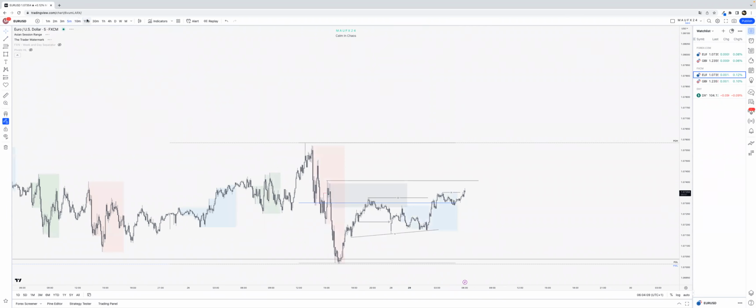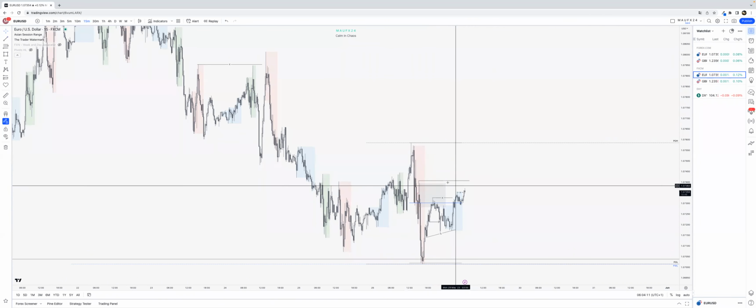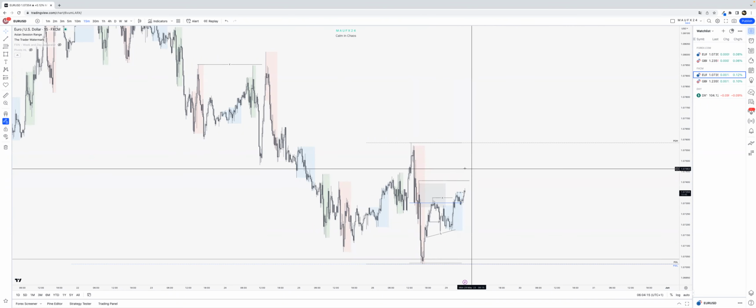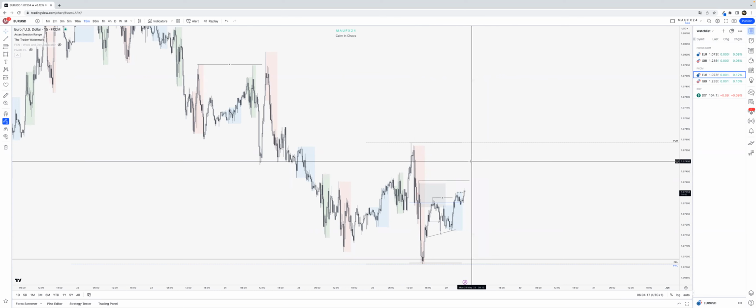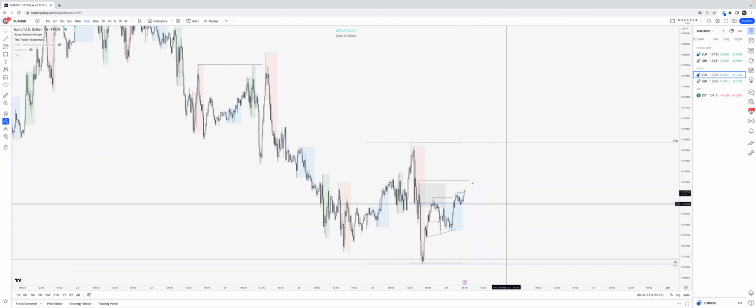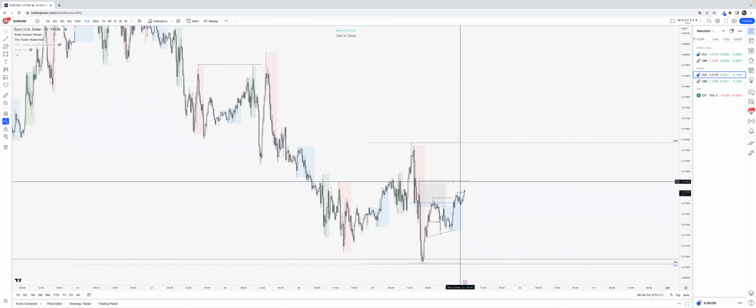But as we say, we use 50 minute areas. We can just say we have this wick here. We are above internal range liquidity. We are inside a premium pricing of a bearish leg. So that would make sense to sell from above this high.